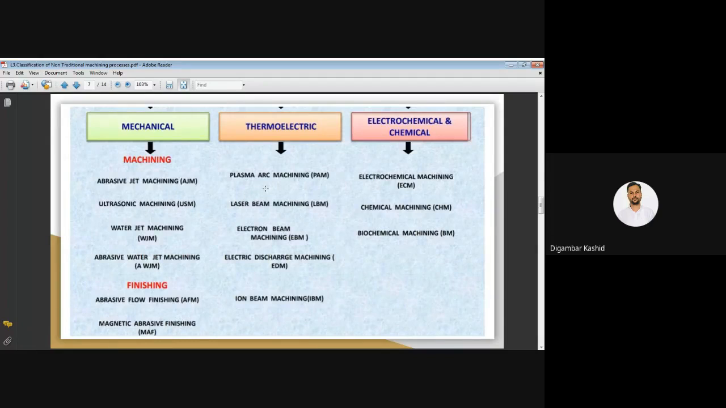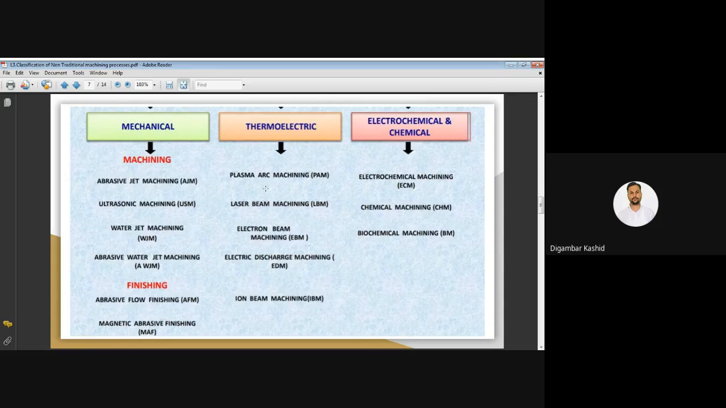So I can say the mechanical and thermal processes of these advanced machining processes do not offer any satisfactory solution to some of the problems of machining materials which are difficult to machine. So in some cases, this process also does not give a satisfactory solution.